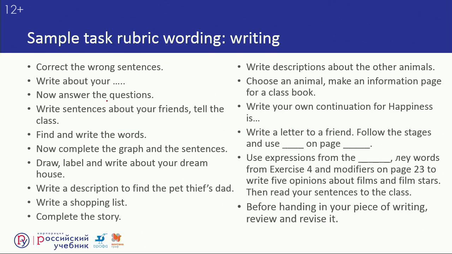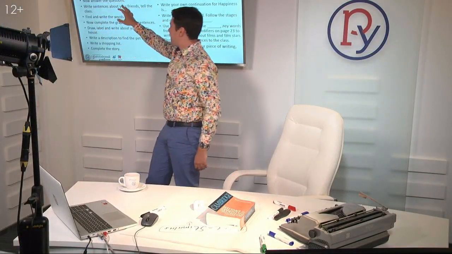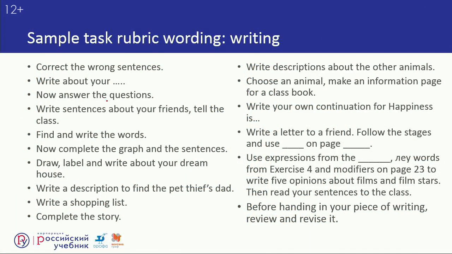Task rubrics for writing. Correct the wrong sentences. Write about your, and then the topic. Now answer the questions. Write sentences about your friends. Tell the class. Find and write the words. Yeah, you see, in here with tell the class, yes, we shorten it because it's tell the class about your friends, tell your friend's story to your class. But this task rubric is intentionally shortened.